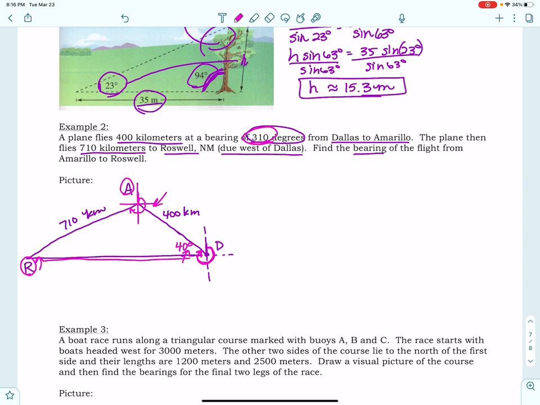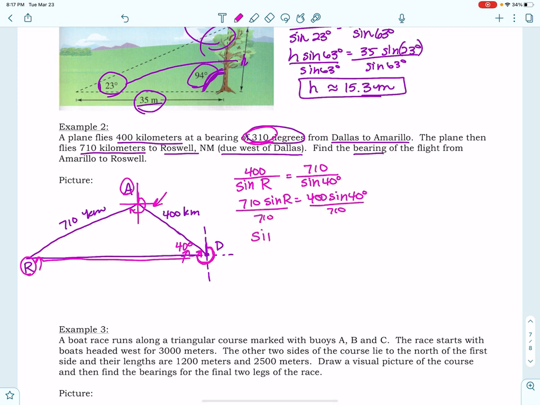So what I'm going to do is set up the law of sines. So using 400 kilometers over the sine of angle R, that's at Roswell. And I'm going to set this equal to 710 because it's across from the angle I know at 40 degrees. And that's going to be over the sine of 40 degrees. And of course, I'm going to cross multiply as always. Well, not always, but in this situation. Then I'm going to divide by 710.